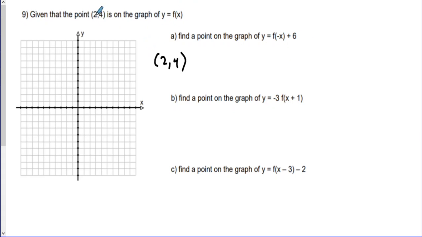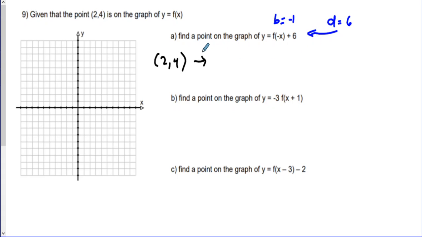Okay, so what this thing is, is a transformation of f of x. So that means if 2, 4 is on f of x, and I transform 2, 4, I'm going to end up with a point that is on this thing. So this question is just asking us to transform 2, 4 using a b value of -1 and a d value of 6. That's what this thing is.